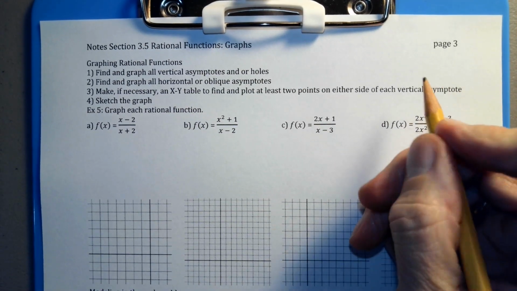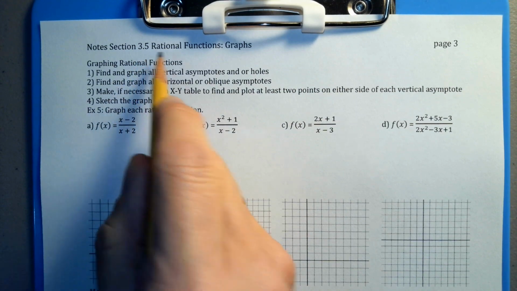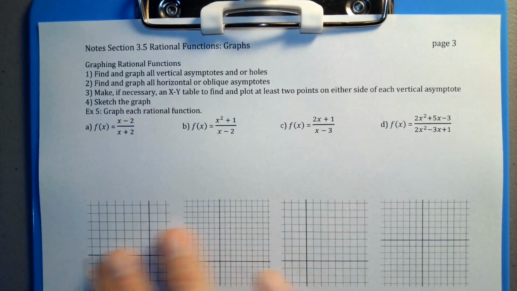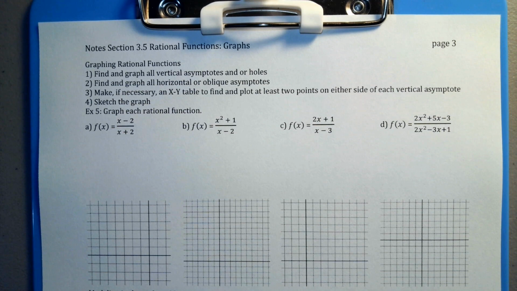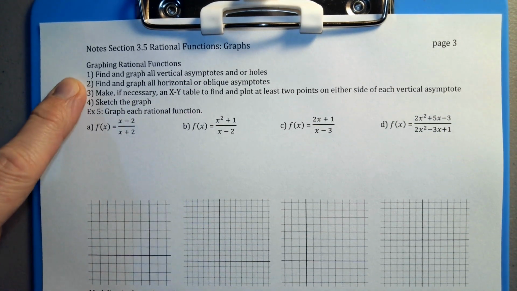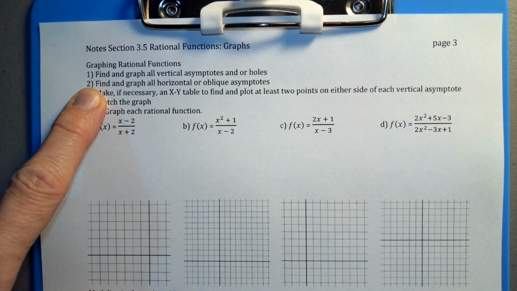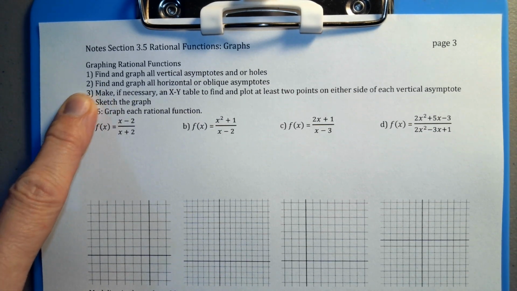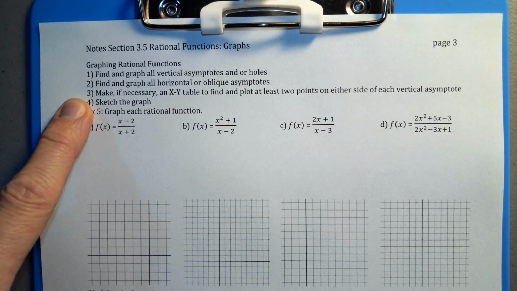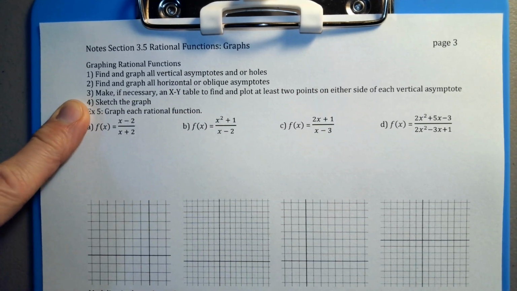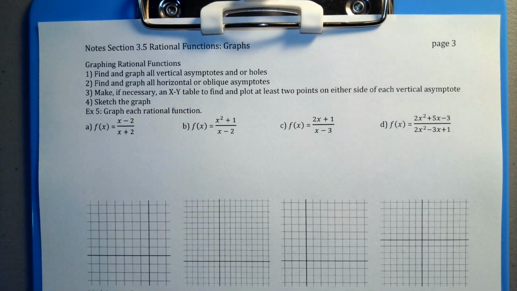Okay, so page 3 again of the notes for section 3.5. We're just practicing graphing some rational functions here. So first, they're going to give us an outline here. First, find and graph all vertical asymptotes, or perhaps holes. Find and graph all horizontal or possibly oblique asymptotes. And then, if necessary, make an XY table and then plot at least 2 points on either side of the vertical asymptotes. And then we'll sketch the graph.